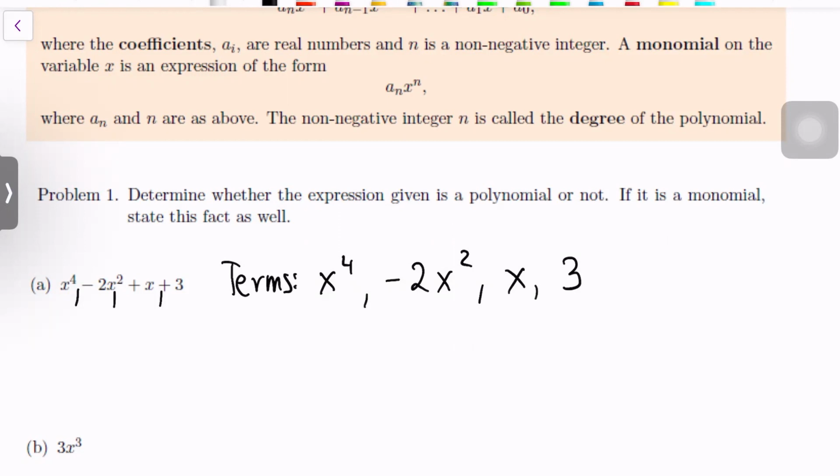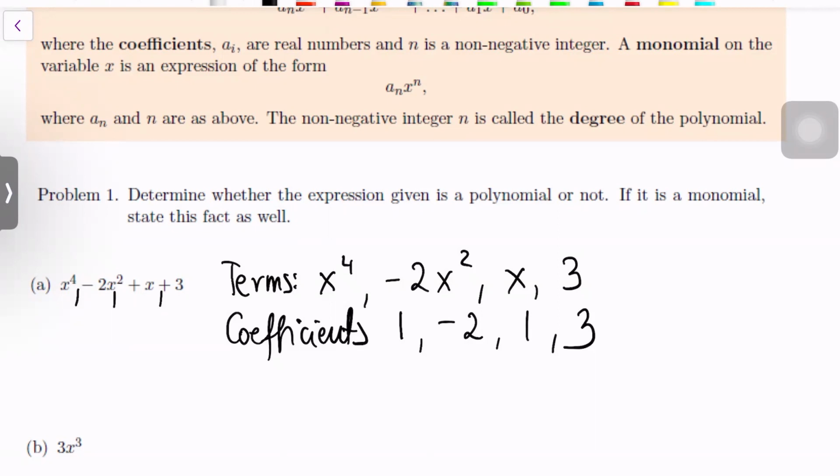Okay. Now, coefficients of the polynomial are the numbers standing by the x's to the power. So here, if you don't see the number, then you know that number is really 1. So the first coefficient for the first term is 1. The second is -2. Then we have 1, and then we have 3, right? For those terms corresponding to the terms above.